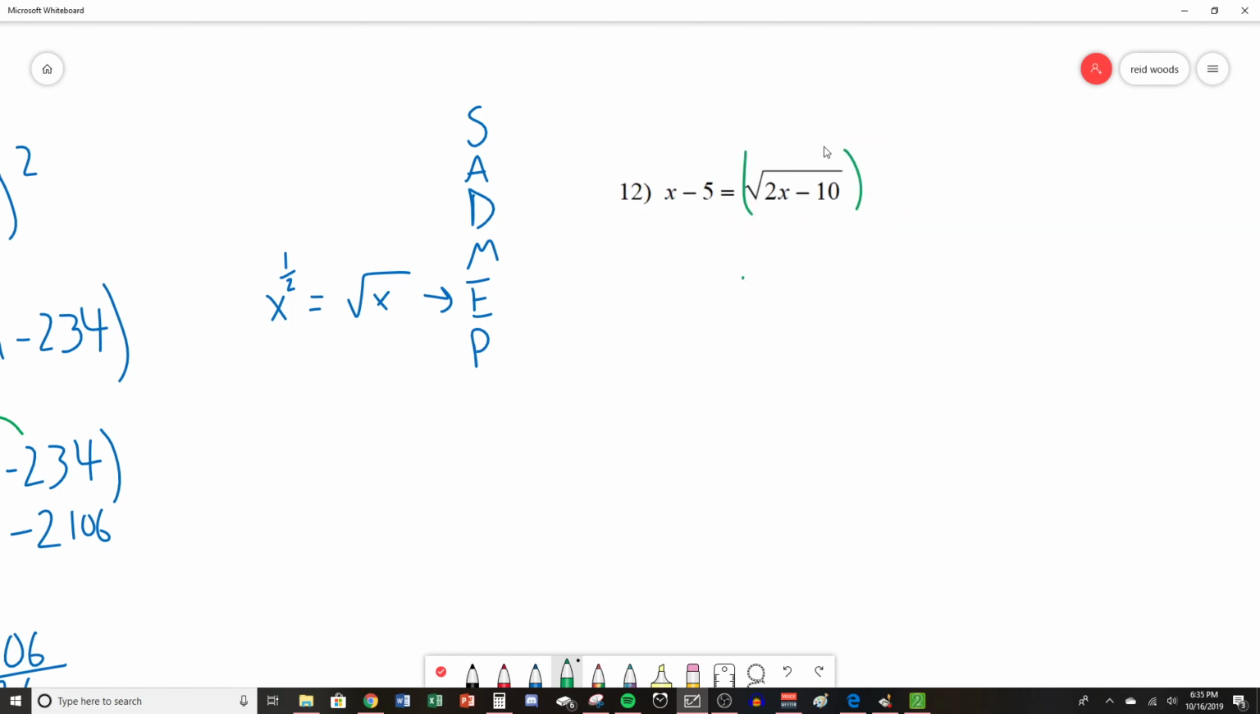All right, let me backtrack here. So square both of these right here, and this whole thing gets squared. It's not just an x or just the negative 5. The whole thing gets squared. That leaves us with this.